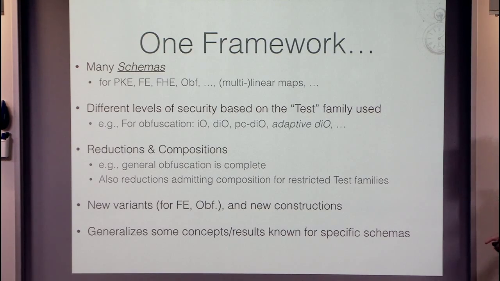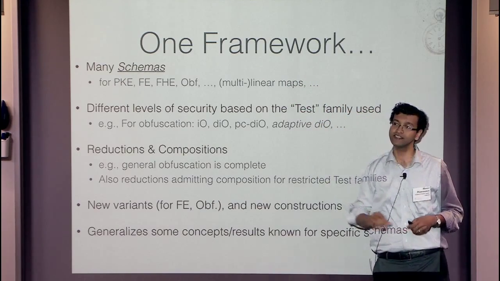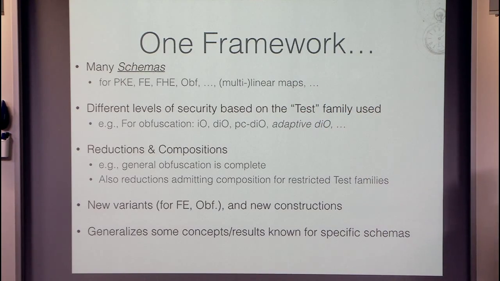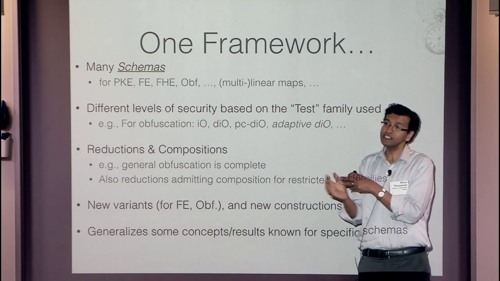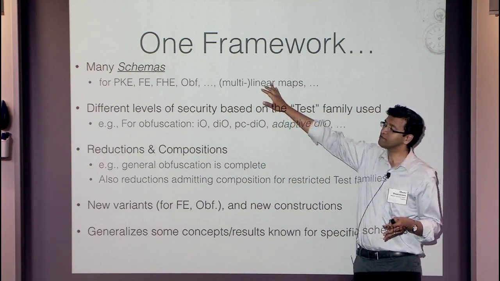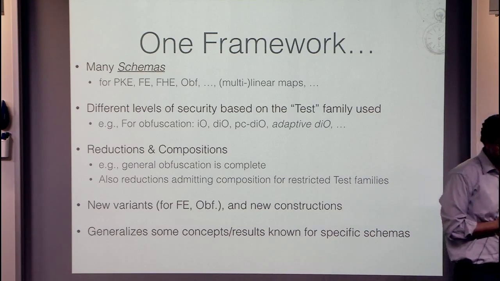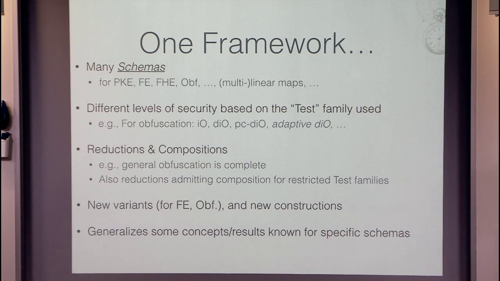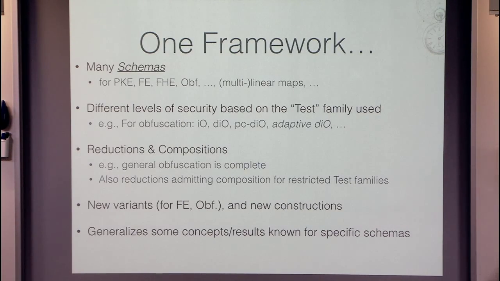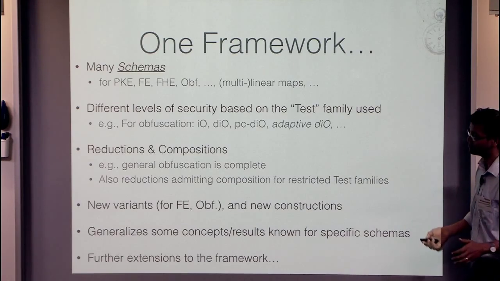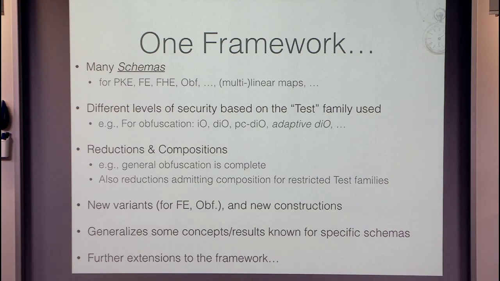Another interesting thing is that since all these things are now sitting under the same umbrella, certain concepts which we might have studied for obfuscation, you can see that it translates to something for these other objects also. What exactly do they mean? We might need to look further. We haven't fully understood everything that falls out of the framework. And even as we speak, we are working on extensions to the framework. I'll briefly talk about it at the very end if I have time.